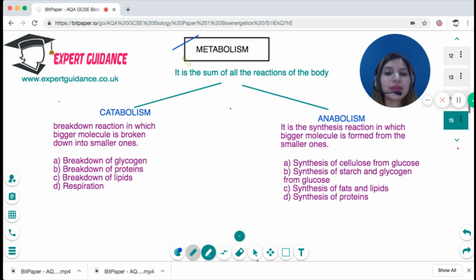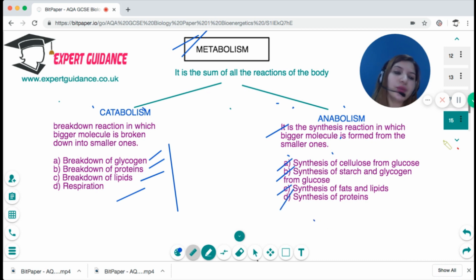Now, what is metabolism? Metabolism is the sum of all the reactions of the body, and we can categorize the metabolism into two categories. Catabolism is the breakdown reactions of the body, where breakdown of glycogen, proteins, lipids, and respiration are all breakdown reactions. Anabolism is the synthesis reaction in which a bigger molecule is formed from smaller ones, which is the synthesis of cellulose, starch and glycogen, synthesis of fats and oils, and synthesis of proteins.